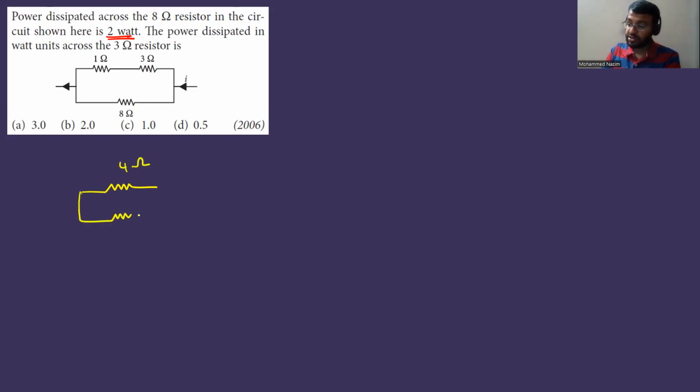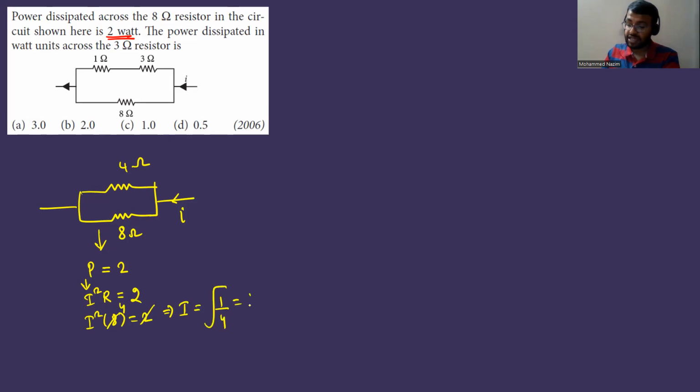And this will be how much? This is going to be 8 ohm. So here per current I will come, isn't it? And then what he's telling, power dissipated across the 8 ohm. So in this, power is given, power consumed is how much? 2 watt, isn't it? Power is given as 2 watt. Now what is power formula? VI, I square R, V square by R, all those formulas are there. So power is I square R, or you can use V square by R, or you can also use V into I. So I square R is equal to 2. Resistance is given as 8. So this is equal to 2, 2 ones are, 2 fours are. This implies I is equal to root 1 by 4, which is half ampere.